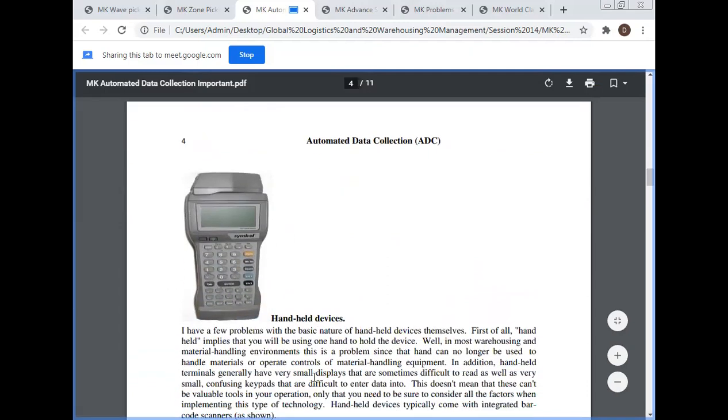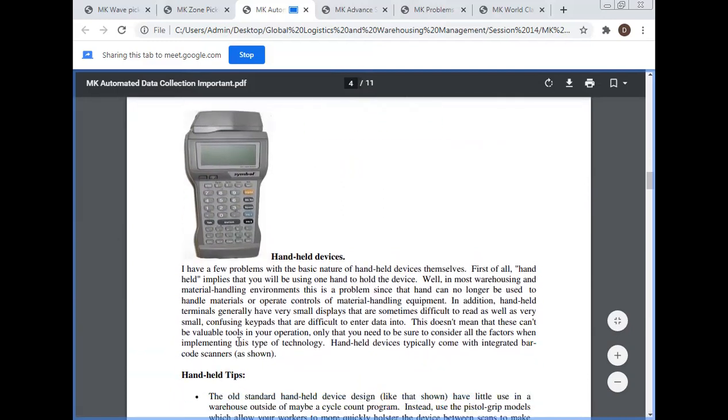Handheld devices. These are the handheld devices of data collection. You have seen this type of device used by ticket checkers in the DTC buses. I have a few problems with the basic nature of handheld devices themselves.